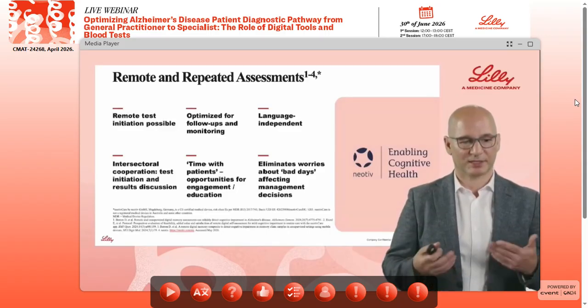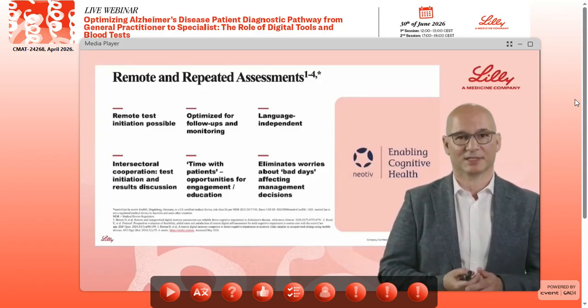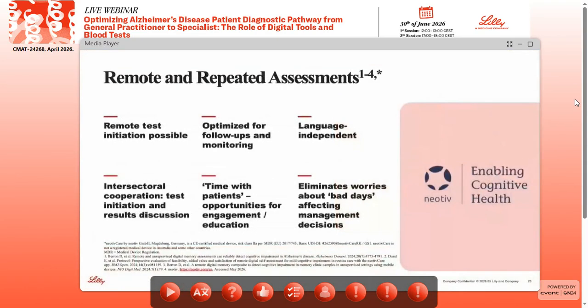So remote and repeated assessments are, I think, quite attractive for early diagnosis of mild cognitive impairment. The remote nature of the test allows a remote initiation of the test. So for instance, if the patient comes for a follow-up, you can initiate the test remotely, and then the patient already comes with the result to your follow-up appointment. And so follow-ups and monitoring actually becomes much, much easier. In the case of Neotive Care, the tests are language independent because they are visual, and the test is available in many different languages.